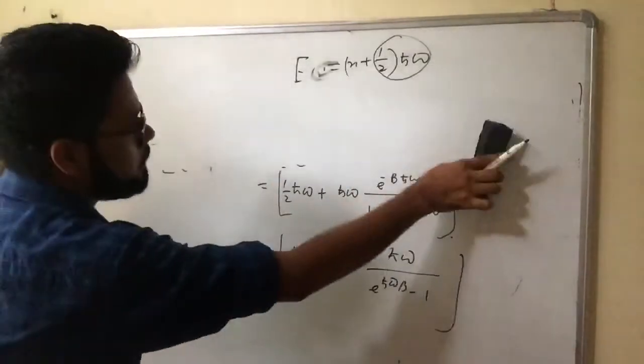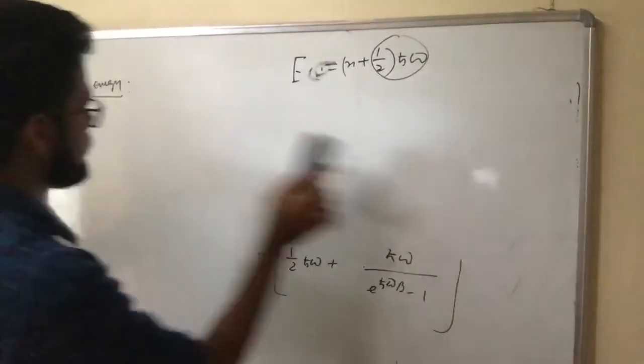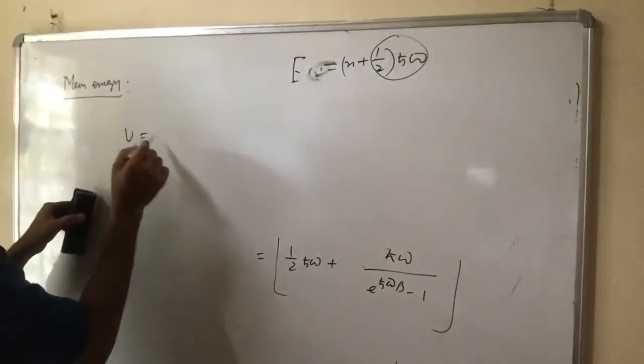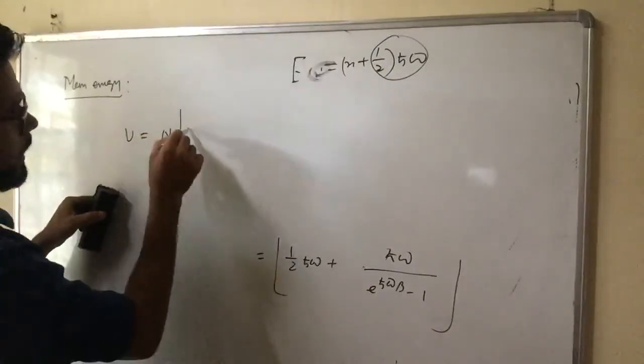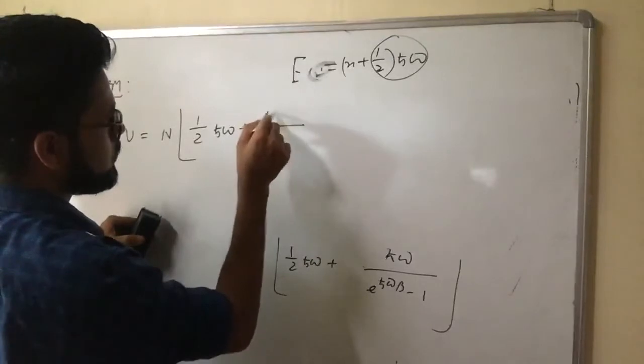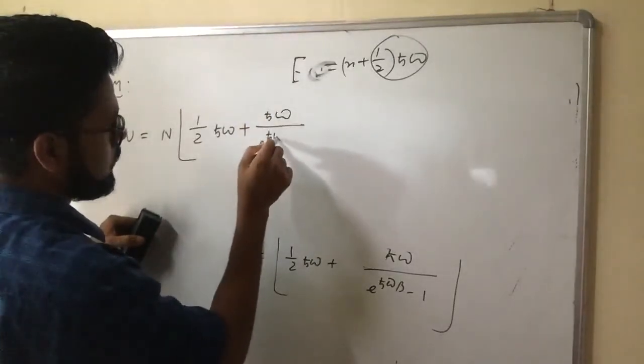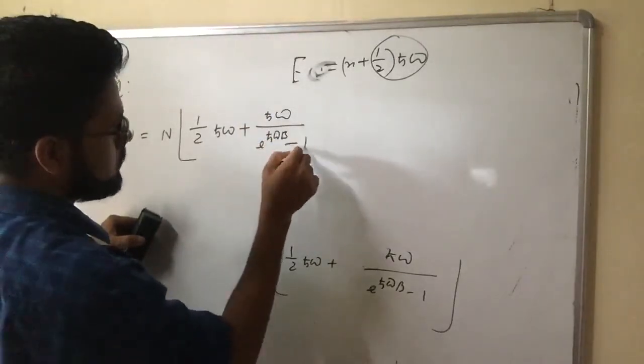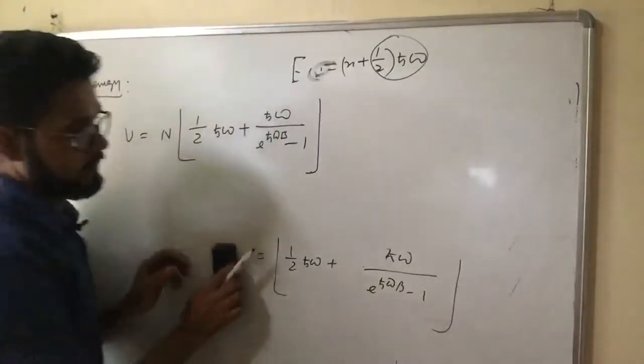So the total mean energy of the system is N into half ħω plus ħω over e to the power ħω β minus 1.